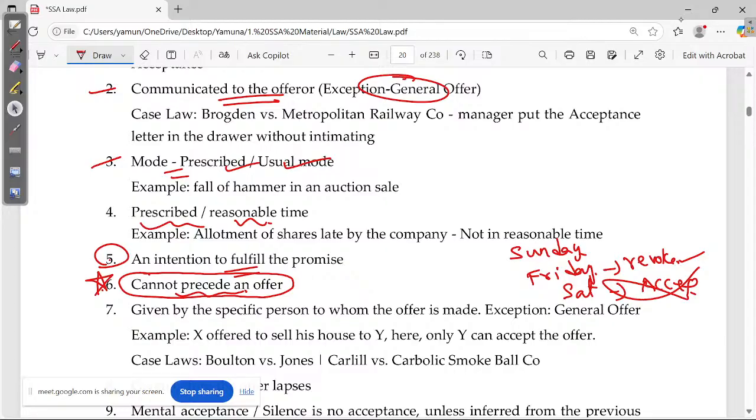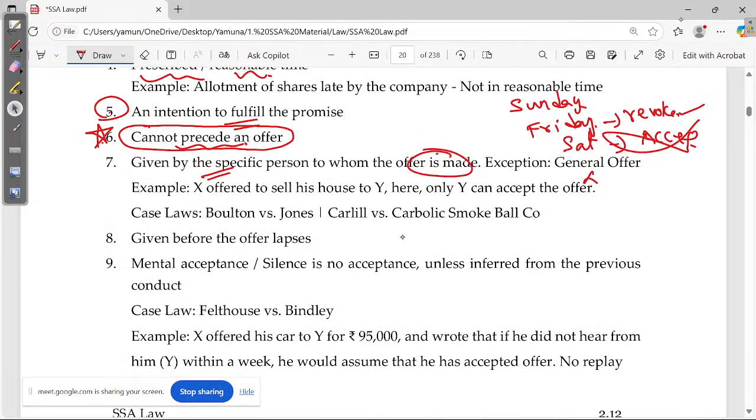That offer can be buying or selling, that's different. Acceptance should be given by the specific person to whom the offer is made. Obviously, the person to whom you are going to give this offer should be clearly mentioned, right? So again, you can go and refer to Carlill versus Carbolic Smoke Ball. This is an exception for a general offer. A general offer stands separately. Acceptance should be given before the offer lapses.